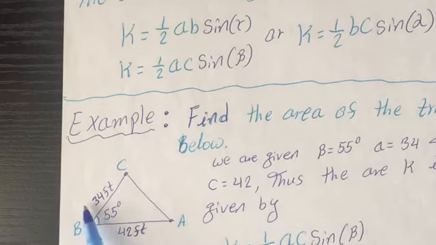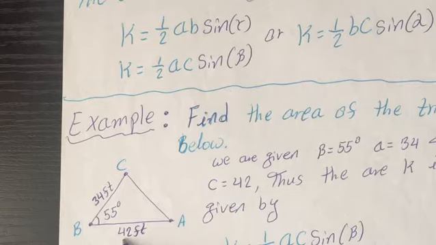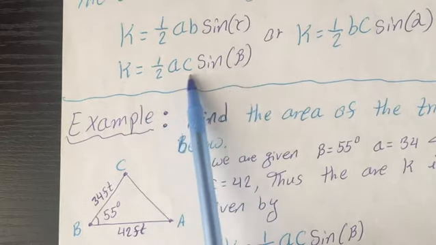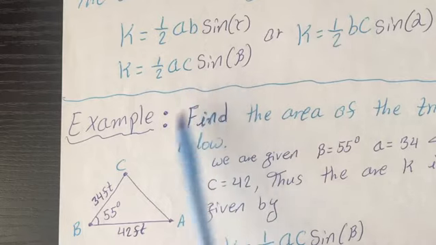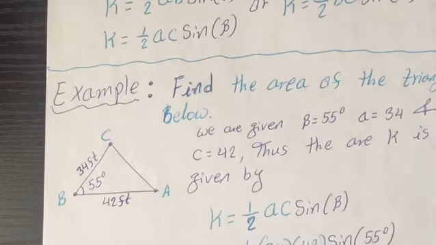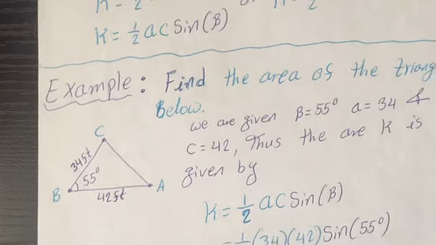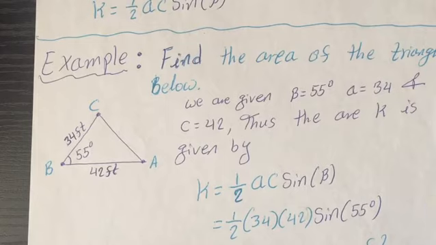Side A equals 34, side C equals 42. So in this case, I'm going to end up using this formula right here because I know A and C times the sine of your angle beta. So applying that formula, I have K equals 1/2 A times C times the sine of beta. Well, plug in the values that you know for A, C, and beta. A equals 34, C equals 42, and then beta equals 55.